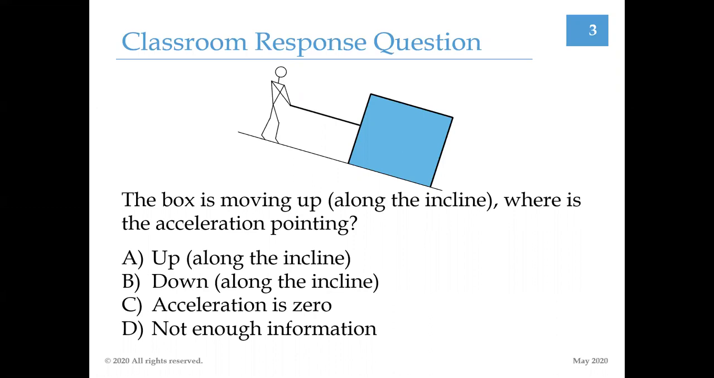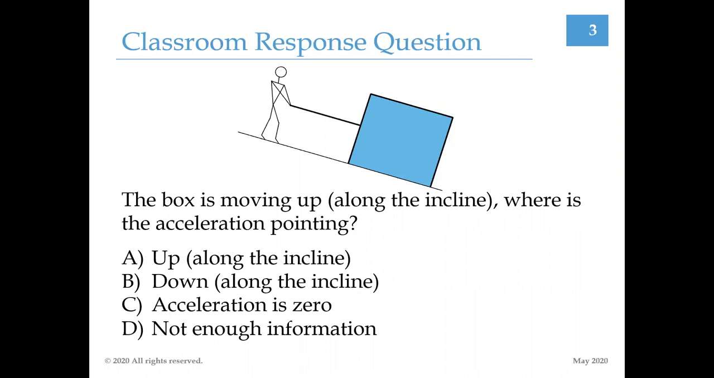All right, now that we've had a chance to answer it on Gradescope, let's think. What are the things we need to know in order to determine the direction of acceleration? So first thing is to remember that acceleration is a vector, meaning it has a magnitude and a direction. And we define acceleration as the change in velocity. So given this question, we're just told that the box is moving up along the incline.